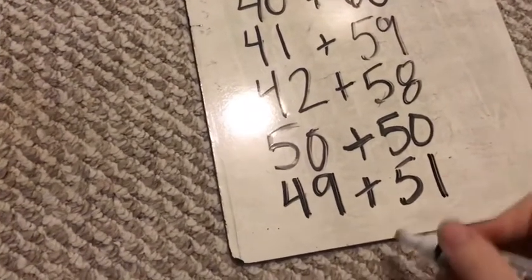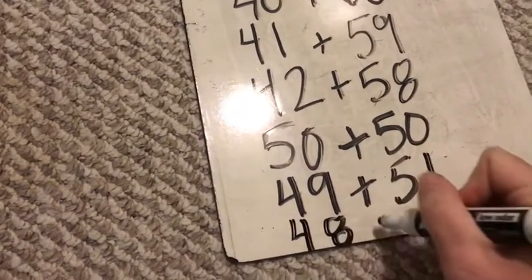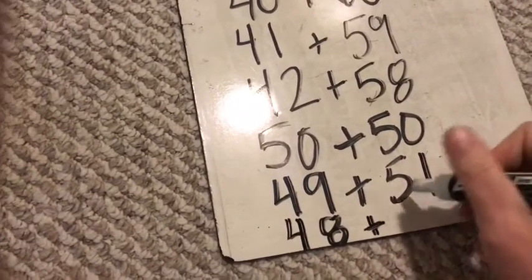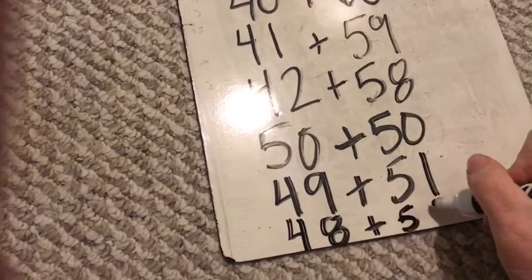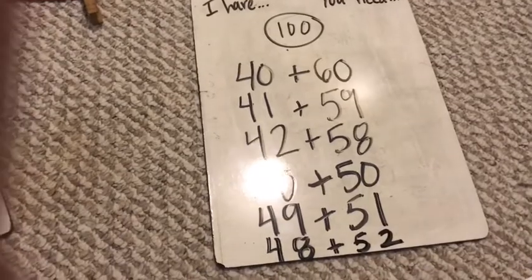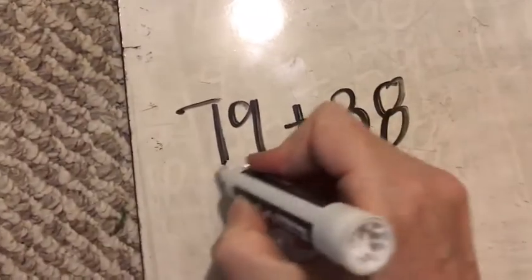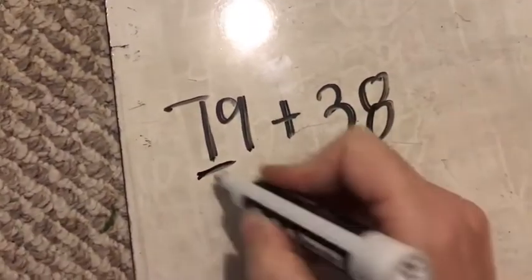See how that goes? Okay, if I had 48, that's 2 less than 50, so you would need 2 more than 50. You see how this works? So if you're playing games like I Have, You Need for 100, I'll show you why this is super important. You could do things like this. All right, well, I know 70 and 30. Well, there's my 100.